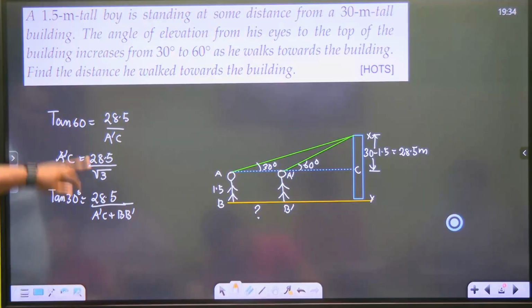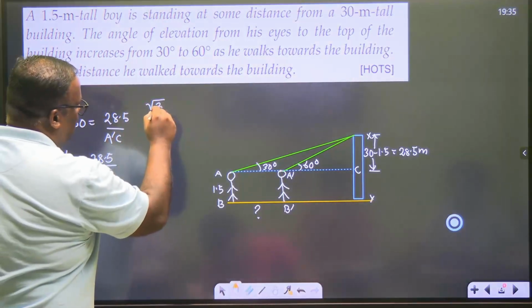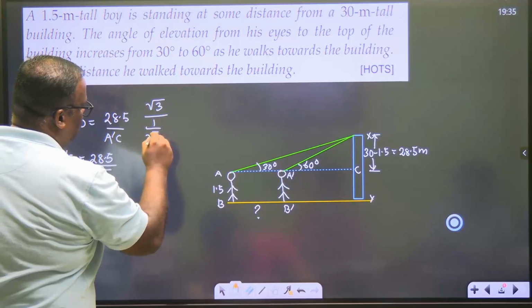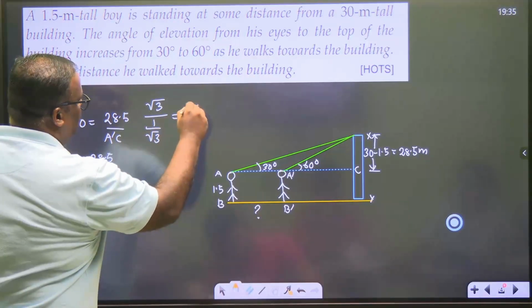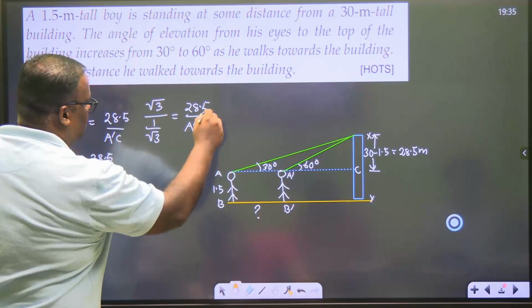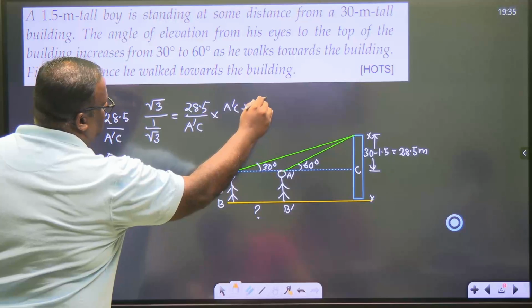See, if you divide these two, then also your equation becomes easy. Tan 60 and tan 30, if you divide, job becomes easy. How much is tan 60? Root 3. How much is this side? 1 by root 3 equal to 28.5 by A dash C into A dash C plus BB dash divided by 28.5.